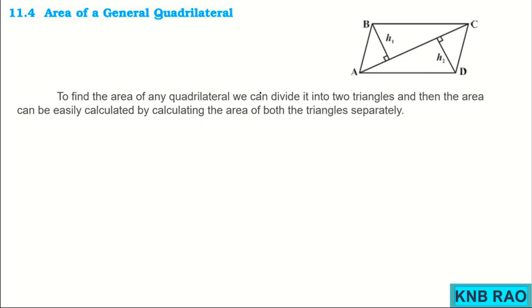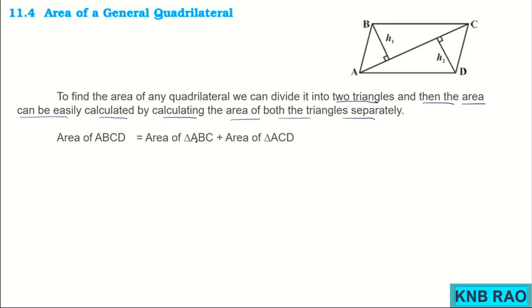Now, to find the area of any quadrilateral, we can divide it into two triangles. Then the area of it can be easily calculated by calculating the area of both those triangles separately. Here in this quadrilateral ABCD, area of it will be the sum of area of triangle ABC and triangle ACD. To find the triangle ABC area, half into AC into H1, and to find the area of triangle ACD, half into AC into H2. Here half AC is common.